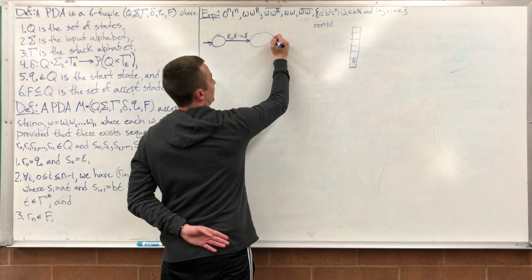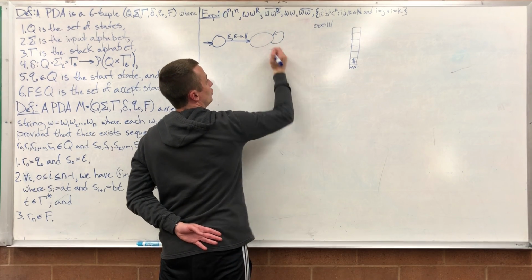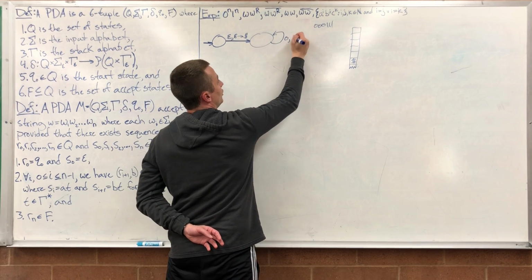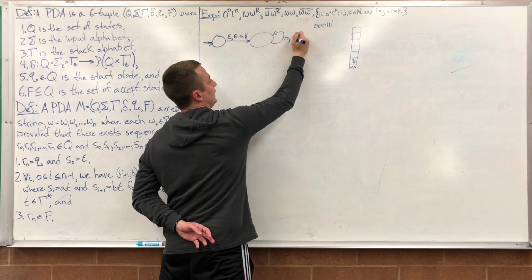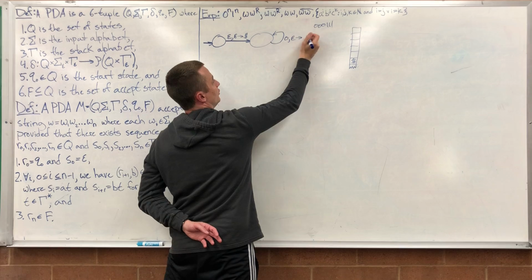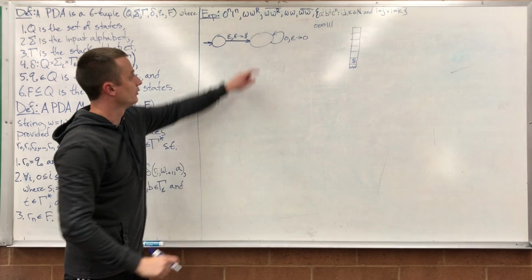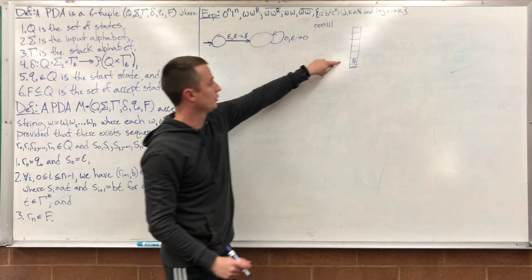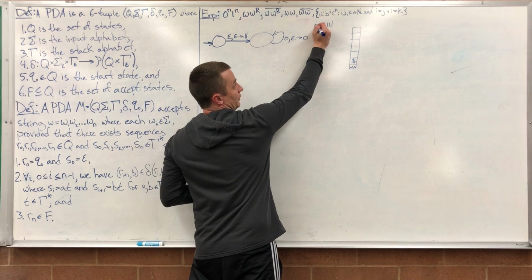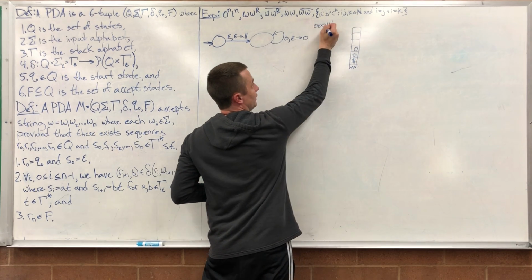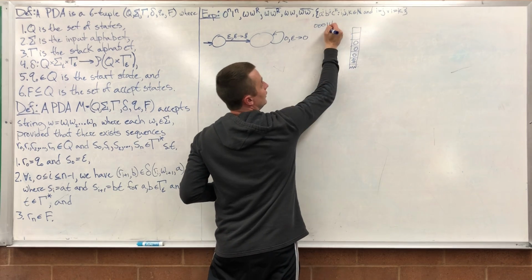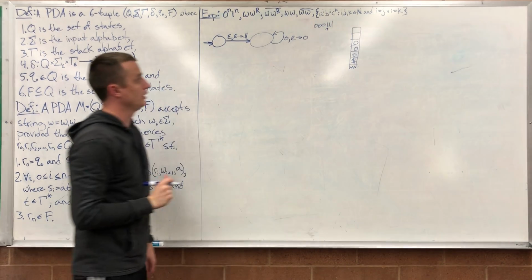Then in this state, what are we going to do? We're going to loop to ourselves, reading zeros. We're going to pop nothing off of the stack, and we're going to push a 0 onto the stack. So every time we read a 0, we push a 0 on the stack. So we read that symbol, pushing a 0 on the stack. We read that symbol, pushing a 0 on the stack. And we read that symbol, pushing a 0 on the stack. So now we're looking at that symbol in our input.